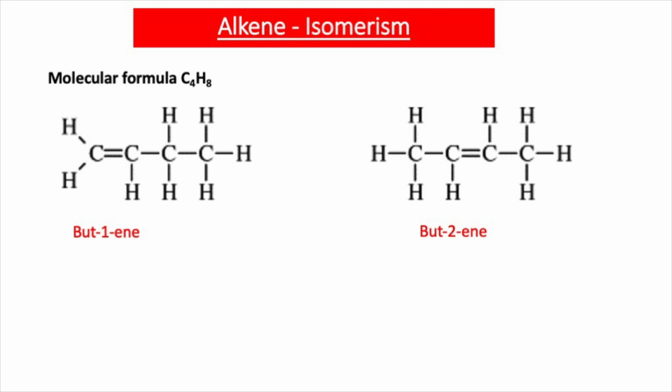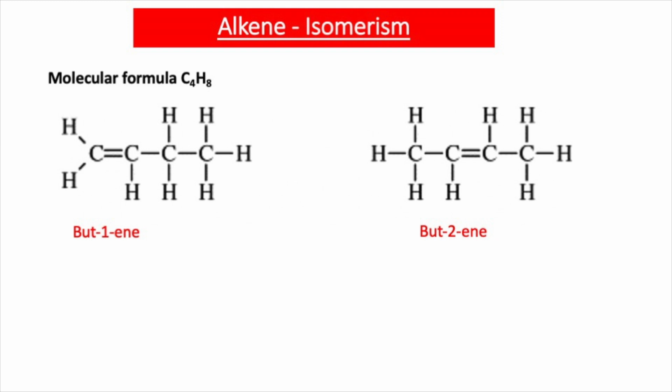And when naming alkenes, you always number the carbons starting at the end nearest the double bond. So the double bond is between carbons 1 and 2, and when naming it, we go for the lower number, so we call it but-1-ene. Now in the second molecule here, but-2-ene, the carbon-carbon double bond is between carbons 2 and 3. And therefore, we always go with the lower of the two numbers, so it's called but-2-ene.